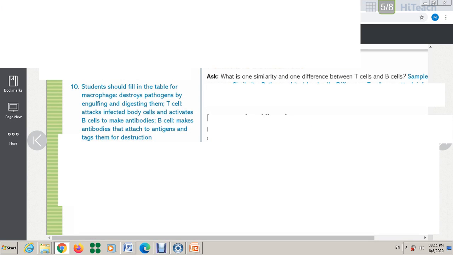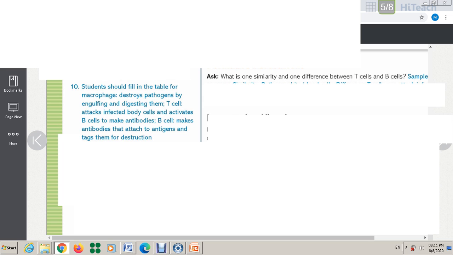If you remember, question 10 gave you the three types of white blood cells: the macrophage, T cells, and B cells. They give a nickname for each one of them. The nickname for macrophage is destroyer. The nickname for T cells is activator or attacker. The nickname for B cells is responder. Now we want to compare between them and write the main function of each one.